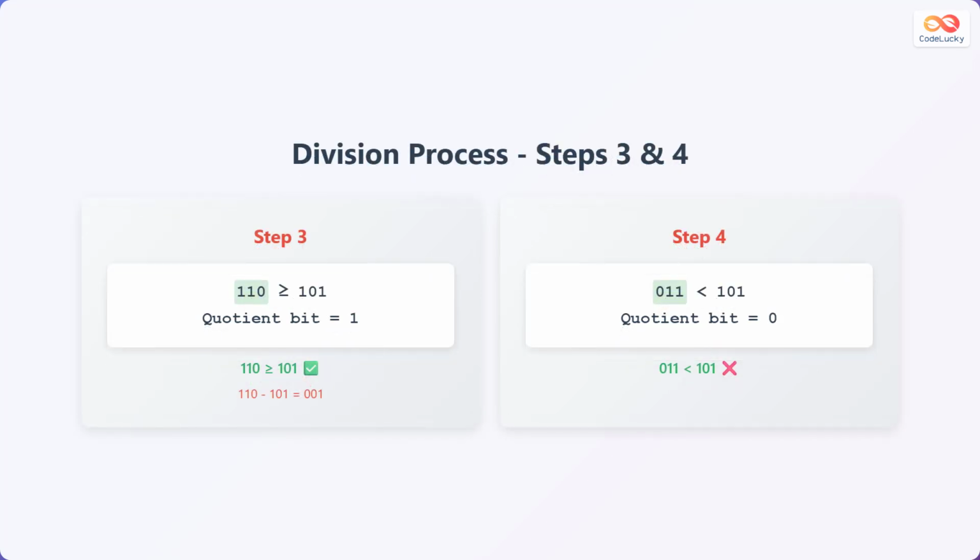Let's continue with steps 3 and 4. Step 3. 110 is greater than or equal to 101. Thus the quotient bit equals 1. Now subtract 110 minus 101, which equals 001. Step 4. 011 is less than 101, so the quotient bit is 0.